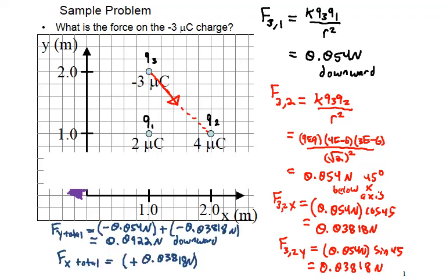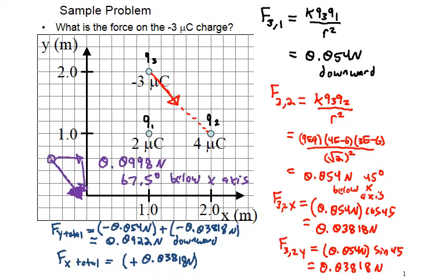We have our total x, total y. In the x, there's only one force, and that's to the right. In the y, they're both downward, right? So they're going to add up downward for a total amount. And when we do our vector addition, we should get 0.0998 newtons, 67.5 degrees below the x-axis as the resultant.